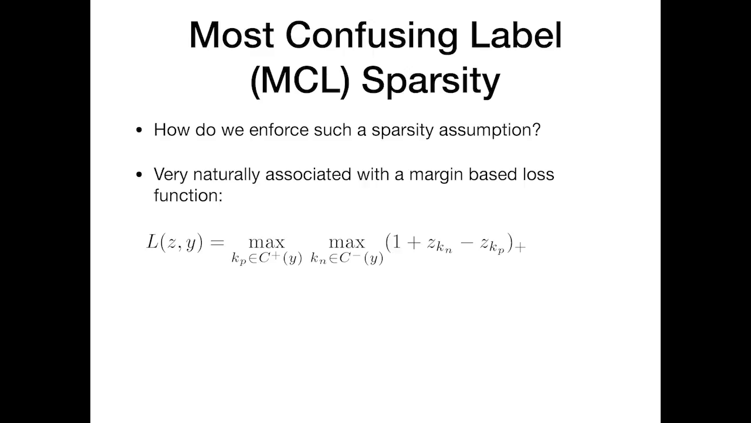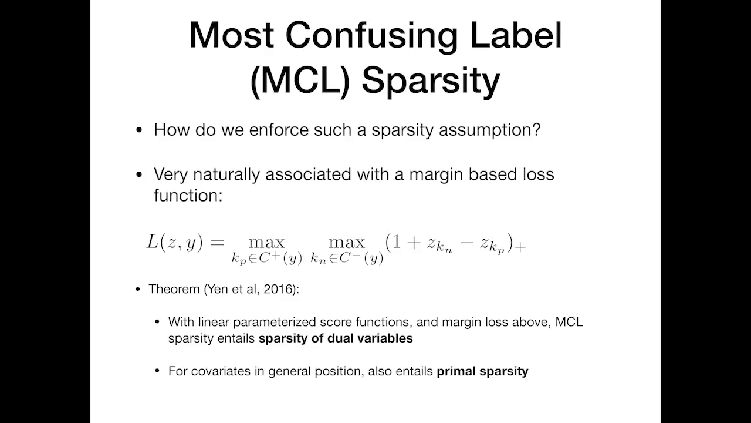Okay, so that's what this loss says, and it's a very natural loss in multi-label classification settings. Okay, so why is it associated with this loss function? What we showed in 2016 in the PD-Sparse paper was that if you use this margin loss, then the MCL sparsity, the most confusing label sparsity, assumption entails sparsity of dual variables.